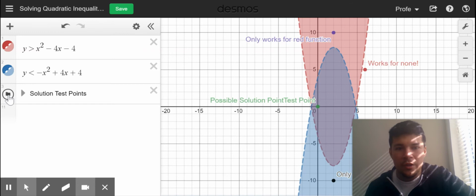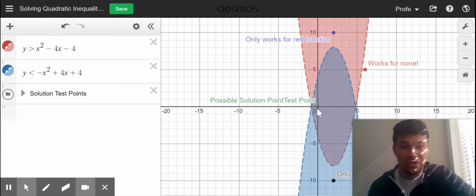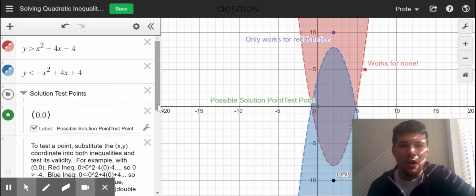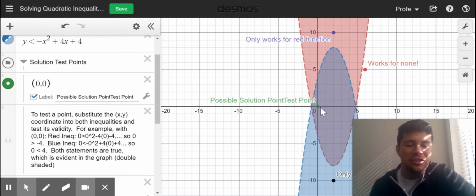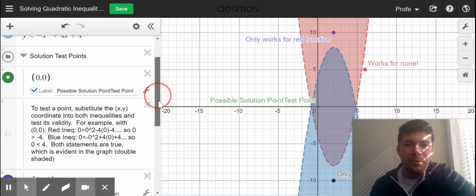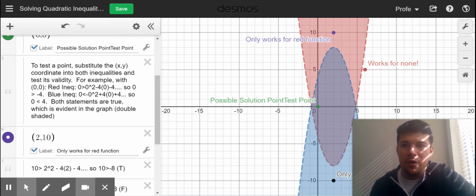So here I go. Solution test points. I've got 4 test points. As you can see, I've got a possible solution test point, and it is actually a solution point. All right. And I've got a typo there. I've got one that only works for the red function. I've got a point outside that works for none of them. And I've got a point down here that works only for the blue function. So let me show you a little more specifically, right? Because in your answer, I would like for you to actually test out a point, for you to tell me a point that is actually a solution. All you've got to do is choose any point inside of the double shaded area. So I chose the point 0, 0.